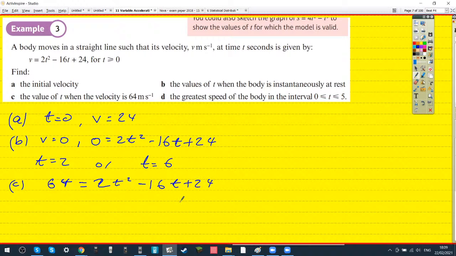Any idea? Should I make minus 64, so 0 equals 2t squared minus 16t minus 40? Yes. And so you have to make it equal to 0, and then you can use the solver just in case you don't get all the solutions the other way. And you get two values for t, whatever they might be. And how about any idea how we do d?